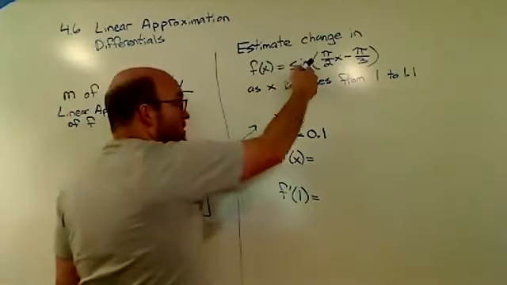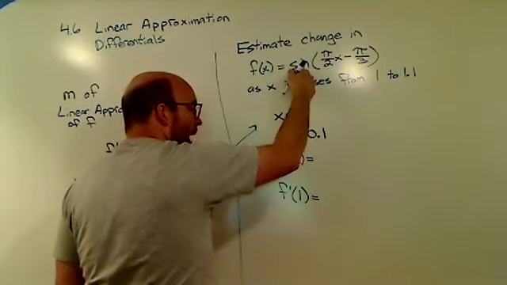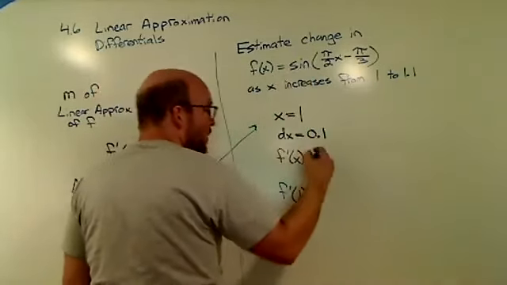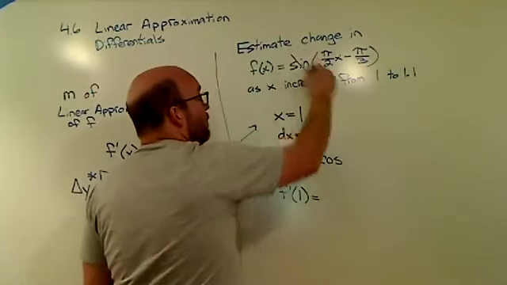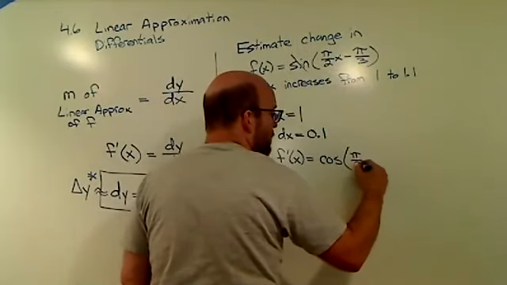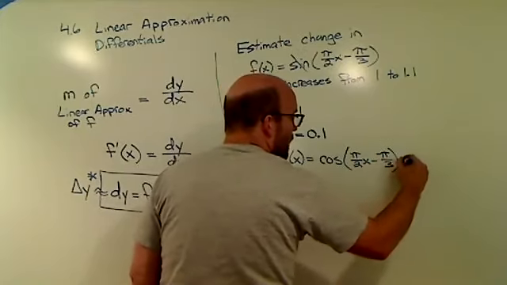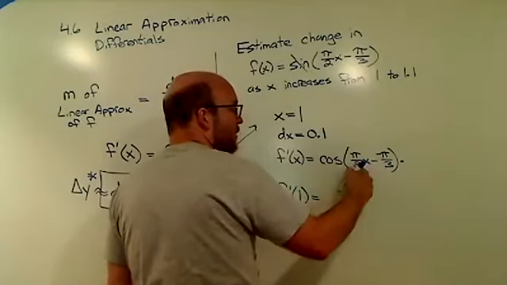Right, so just watch your chain rule this time. So the derivative, the outer function is sine. The derivative of sine is cosine. We're just dealing with the sine, so don't touch the inner portion of this right now. So it's still cosine of pi over 2x minus pi over 3. But then we do have to take the derivative of the inside still.